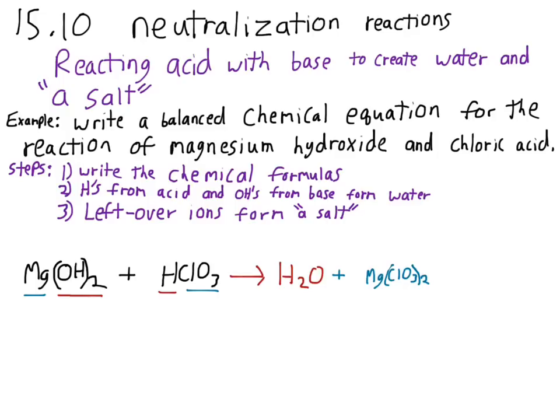Finally, we're going to balance the equation. So I have 1 magnesium on each side. I have 2 chlorates on the right side and only 1 on the left, so I'll add a 2 to the left. Now I have 2 H's and 2 hydroxides, and so that will make 2 waters. 1 hydroxide and 1 H makes 1 water, 2 hydroxides and 2 H's make 2 waters, and that's the end of that one.